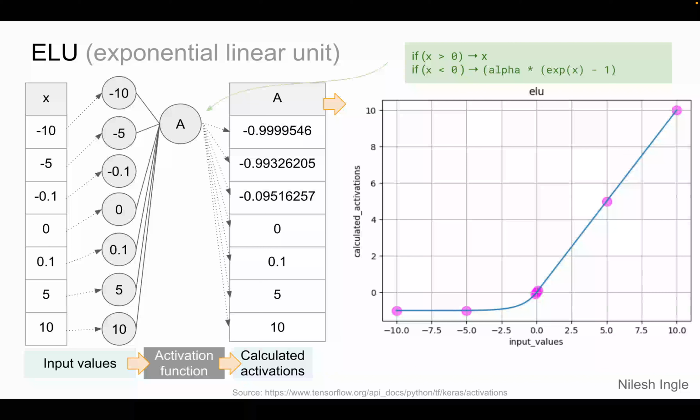Let's now look at the exponential linear unit, that is ELU. Again, we have the same example on here. On the left hand side, we have the column X, which has the values -10, -5, -0.1, 0, and then we have the positive values. Let's think of these as inputs shown here by the circles to the neuron A, and the neuron A uses the activation function ELU.